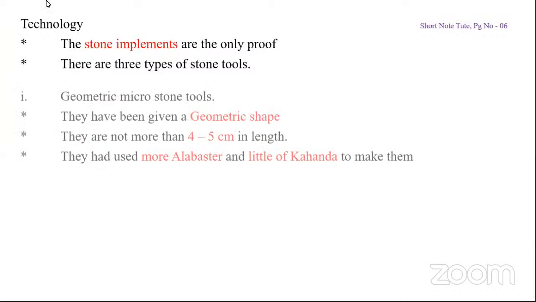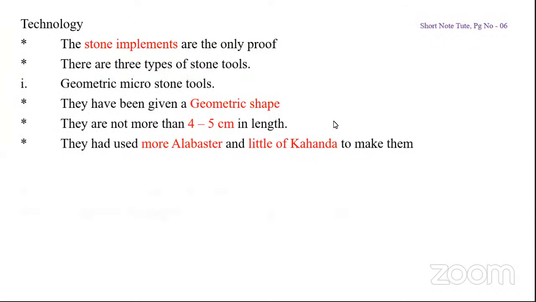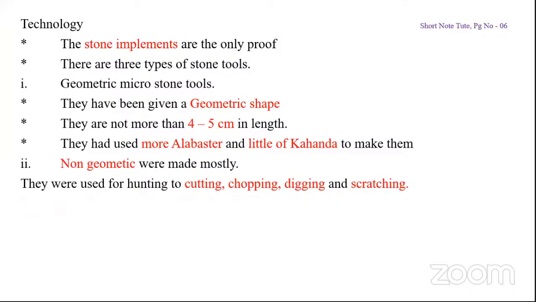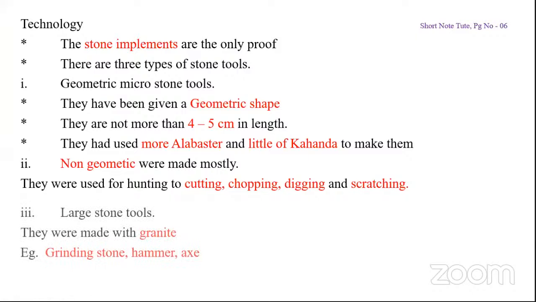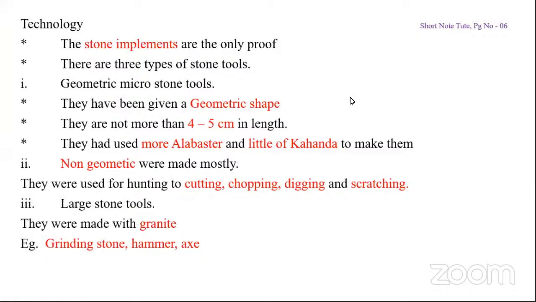Okay. So non-geometric tools are the second type, and the third type is large stone tools. They were made with granite, because these are large stone tools, like grinding stones and even hammers and axes. They were making these as large stone tools. That is the three types.